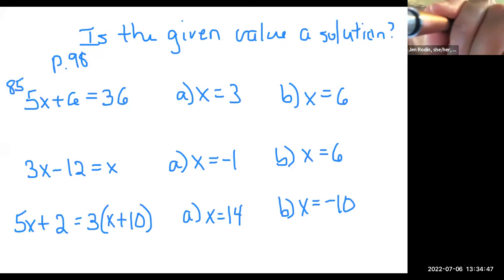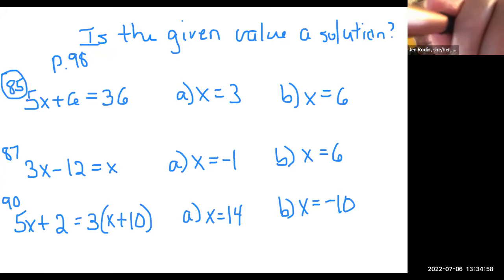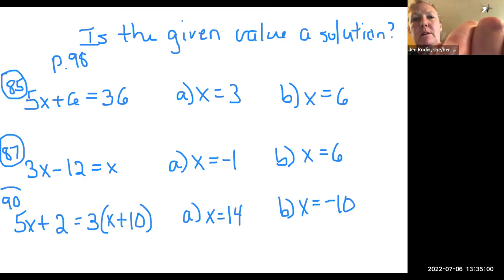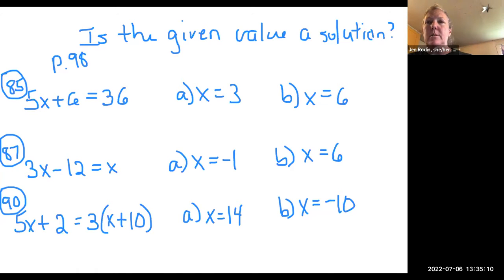So let me give you the numbers to these. This is 85. This was 87. If you're sending me answers, just so you could keep them organized in your notes. And that was number 90. While you're doing that, I'm going to pause the recording for a minute.